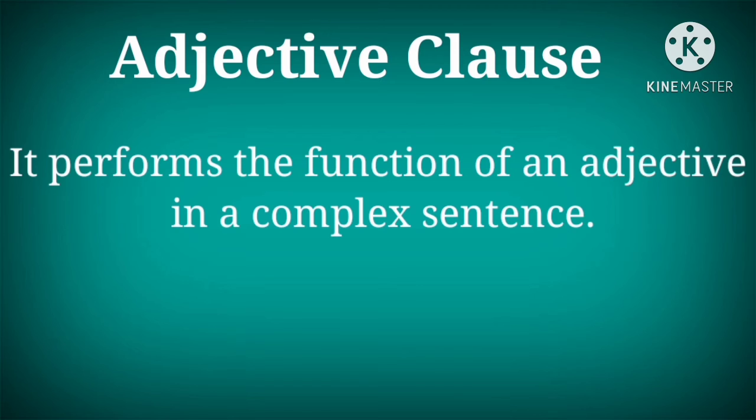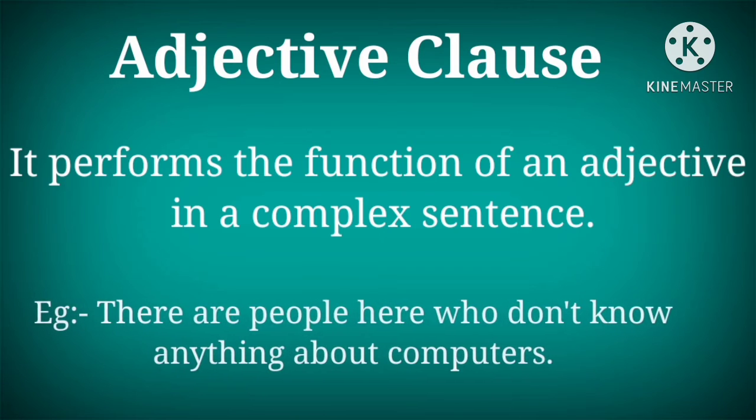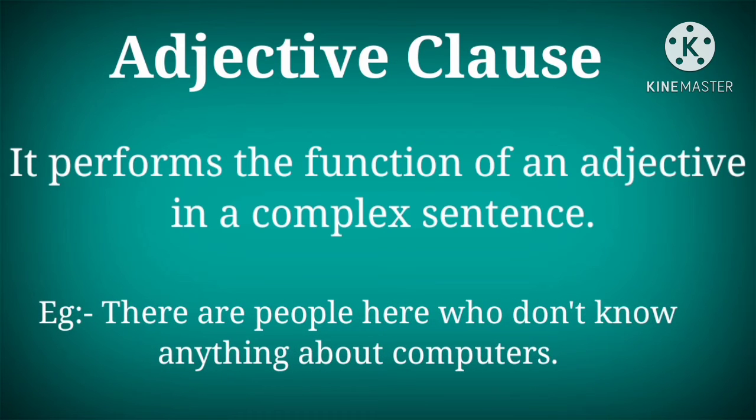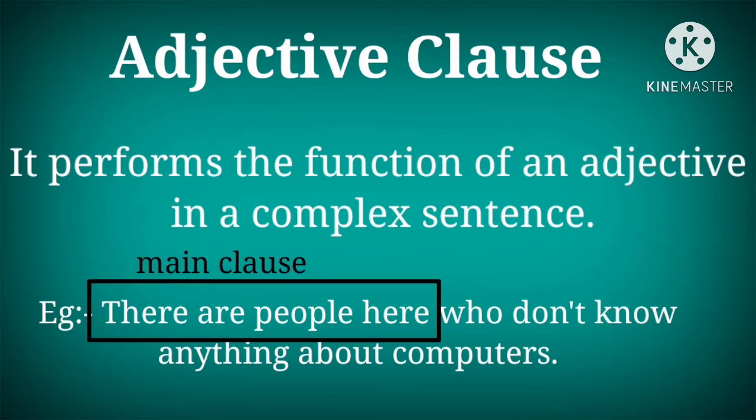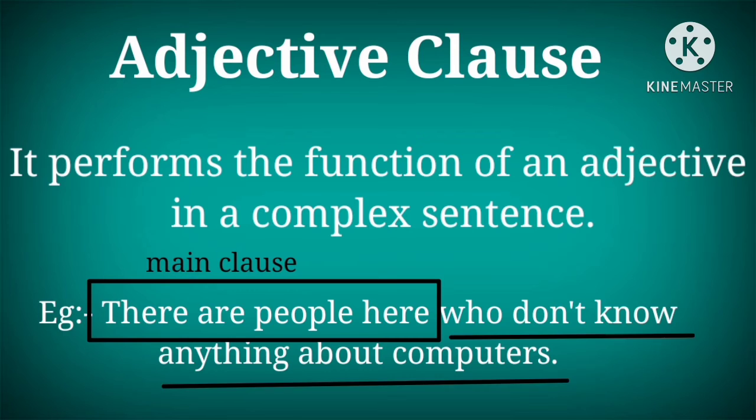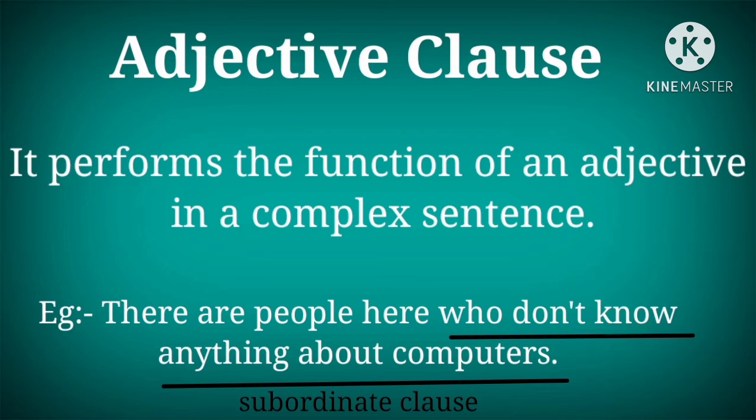Adjective clause. It performs the function of an adjective in a complex sentence. Let's see an example. There are people here who don't know anything about computers. In this sentence, the main clause is there are people here, and the subordinate clause is who don't know anything about computers. Now we have to see how this subordinate clause is functioning as an adjective. Because the clause who don't know anything about computers is describing the noun people. That is why it is an adjective clause.